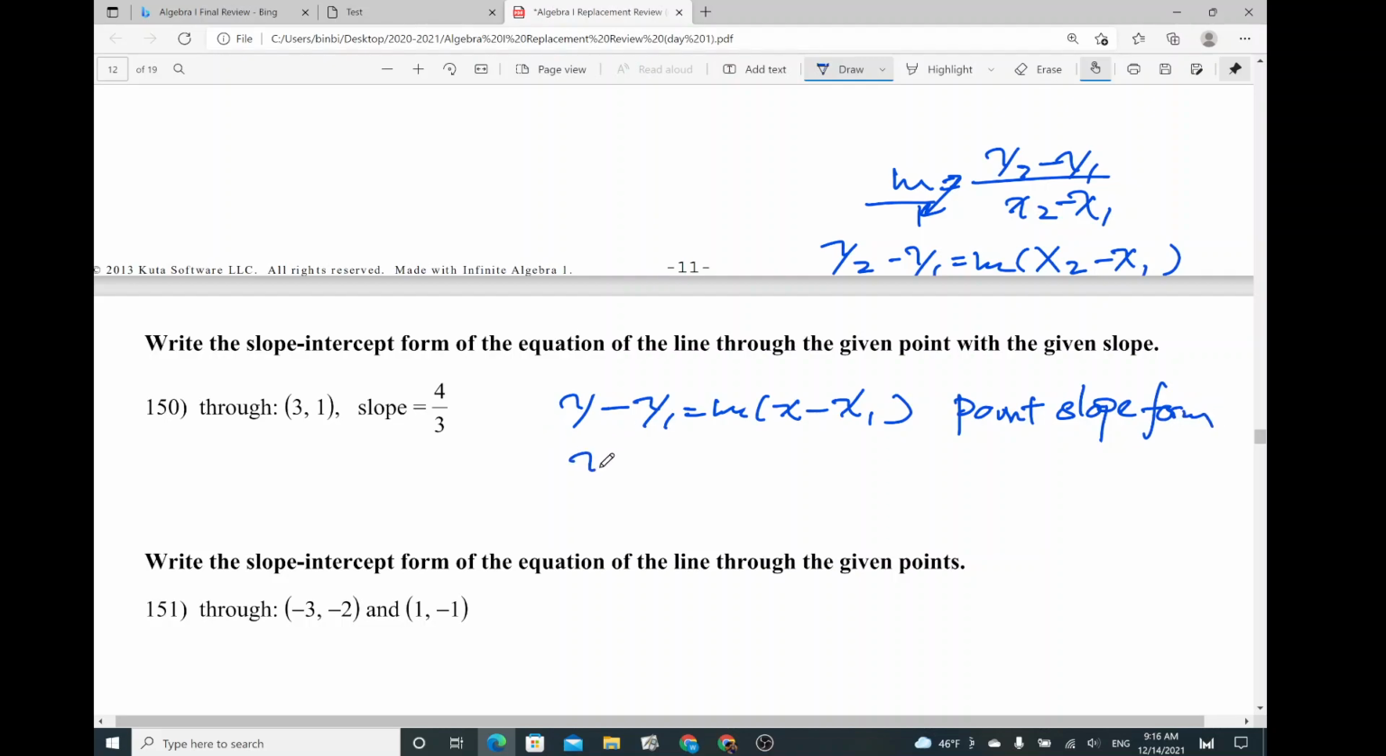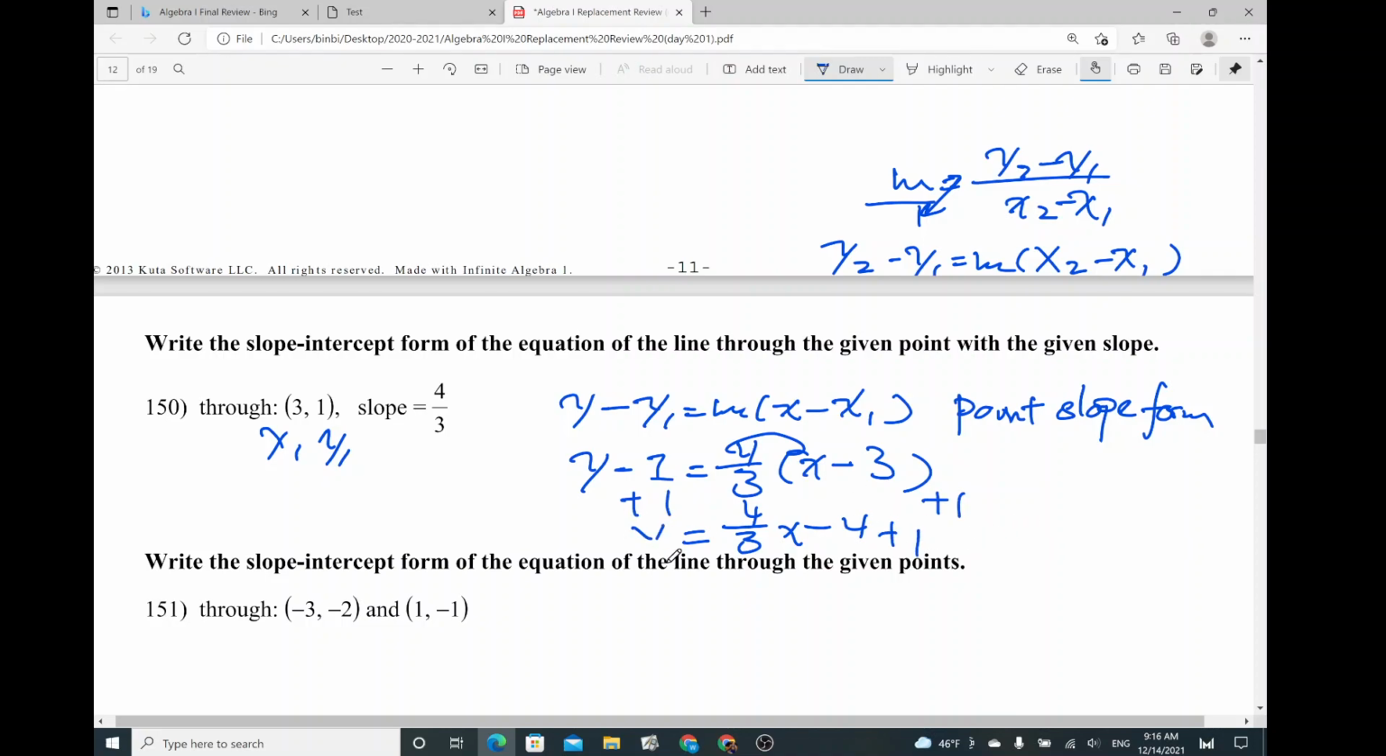So using the point-slope form, we got y minus y1, which is 1. Okay? And then that equals 4/3 times x minus x1, minus 3. And then the rest of that, distribute. So 4/3 times x, 4/3 x. 4/3 times negative 3, minus 4. Add 1 both sides. So add 1 here. So we got y equals 4/3 x minus 3.